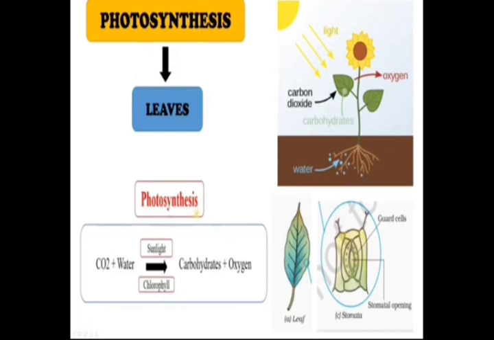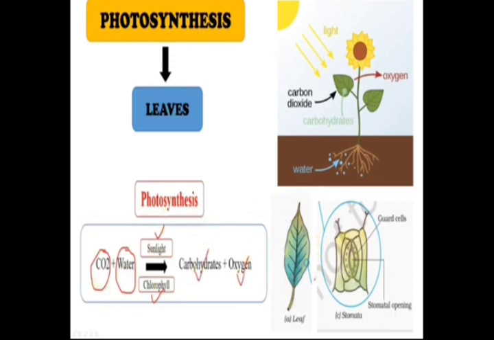So children, what is photosynthesis? Photosynthesis is the process of preparing food. What happens? The plants prepare food by using carbon dioxide, water and sunlight, and in the presence of chlorophyll pigment. It will produce food in the form of carbohydrate and release oxygen. And this is the simple equation of photosynthesis.